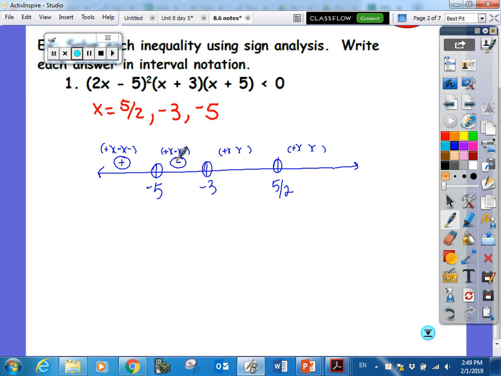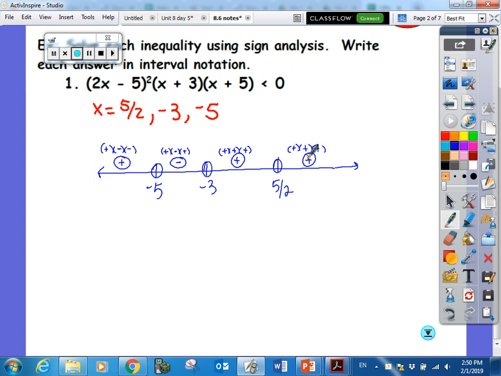Now, don't just assume plus, minus. In Algebra 2, that might have happened. Doesn't necessarily happen anymore. It might, but it might not. So we can't just assume. Then I pick 0. 0 plus 3 is positive. 0 plus 5 is positive, so that section's positive. And then if I pick 8, 8 plus 3 is positive. 8 plus 5 is positive, so that section's positive.